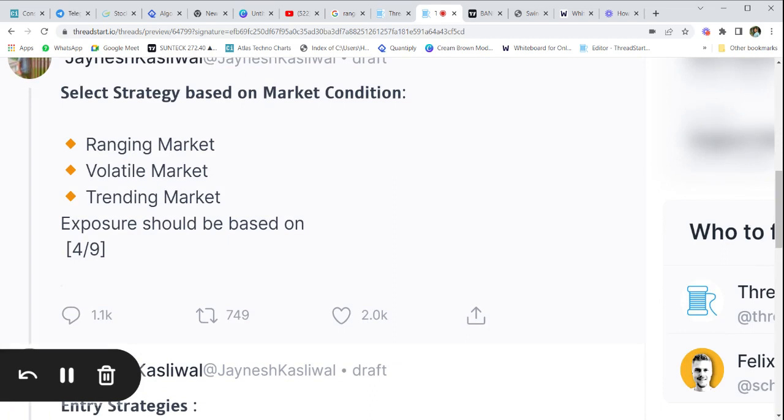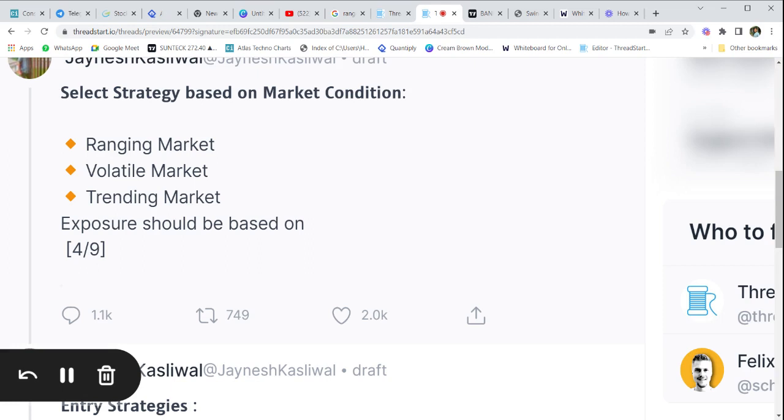So basically most of the time you have to decide: if the market conditions are ranging, then you cannot use a trending market strategy on a ranging market. If the market conditions are volatile, you should be reducing your position sizing so as to get decent returns and not lose money on multiple SLs getting hit on both sides.